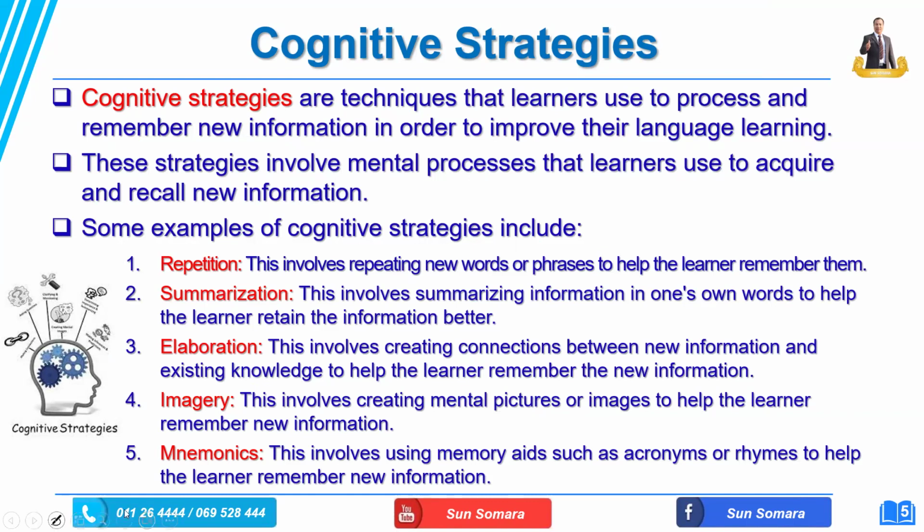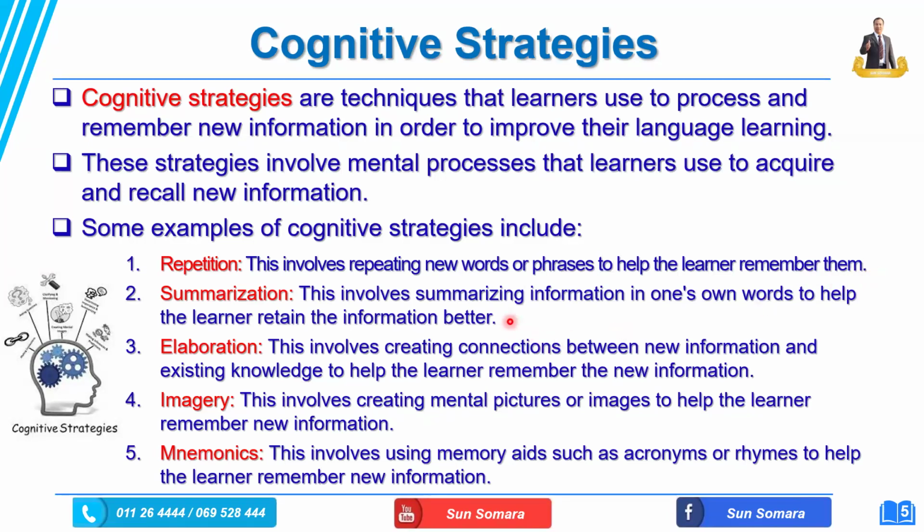Cognitive strategies are techniques that learners use to process and remember new information in order to improve their language learning. These strategies involve mental processes that learners use to acquire and recall new information. Some examples of cognitive strategies include: one, repetition. This involves repeating new words or phrases to help the learner remember them.